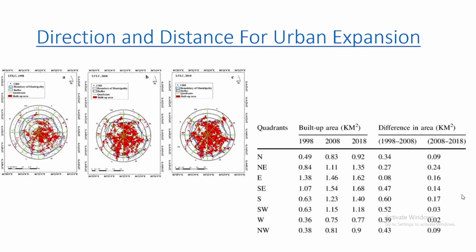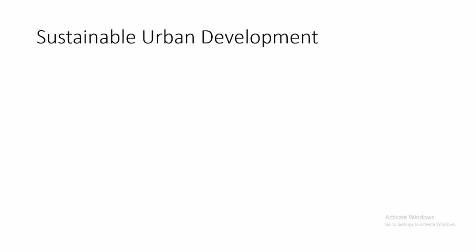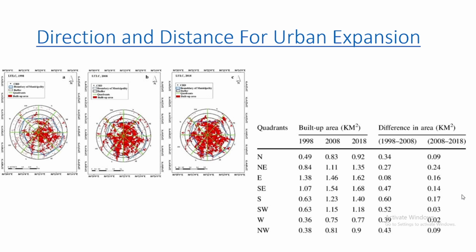I'll show you this topic also, how we can easily create this type of urban direction map and also calculate the area of built-up for each direction. Then you can easily get the idea of how to work with that. Then sustainable urban development is another topic. For now we are talking only about this topic, mainly land use land cover related topics: urban expansion, urban direction and distance, urban sprawl.